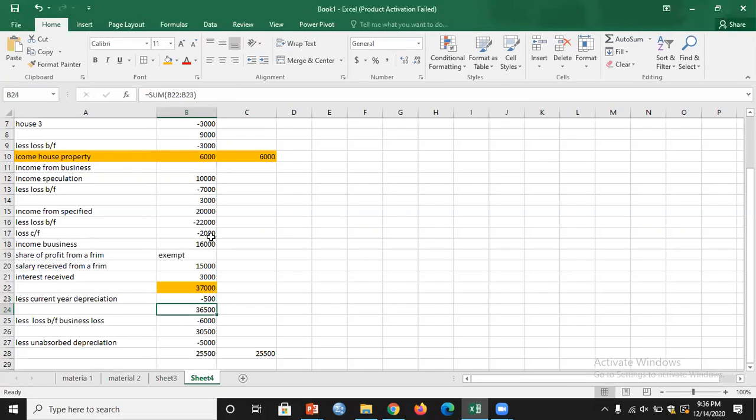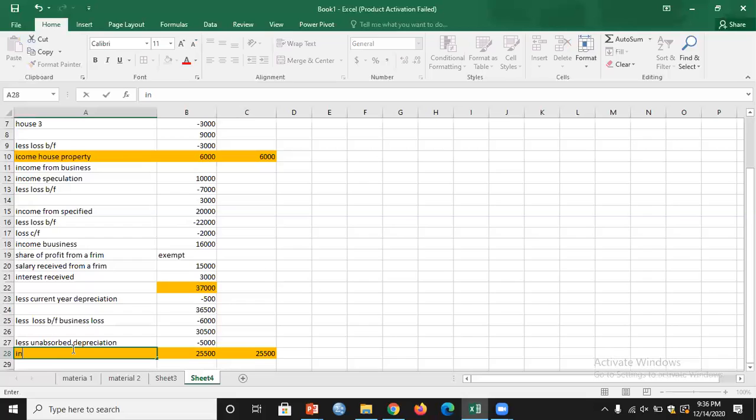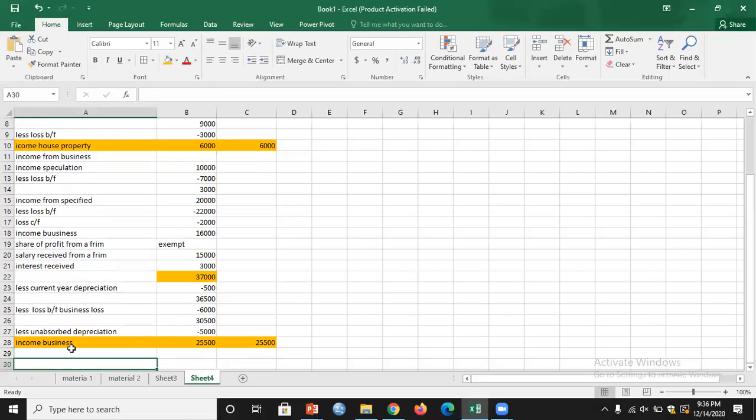From there we have to deduct the last year business loss. It's around 6,000. Then we got the amount of 30,500 rupees. From there we need to deduct the unabsorbed depreciation of 5,000 rupees. After all we got the business income as 25,500 rupees. So income from business is 25,500.